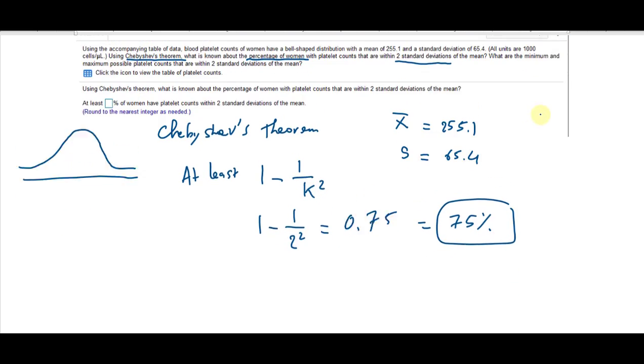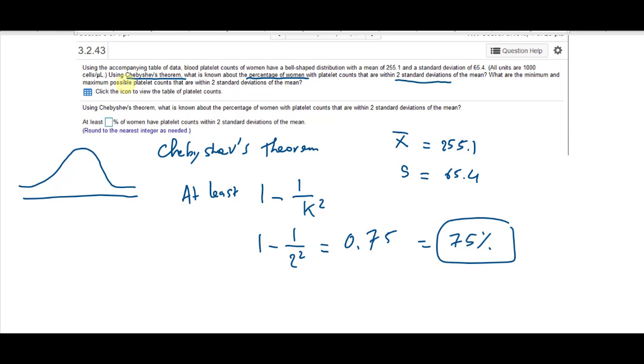Now, to find the min and the max value within 2 standard deviations of the mean, it's very simple, right? So we have the min value and we have the max value. Now we know that the mean was given as 255.1. For example, here the mean is here.